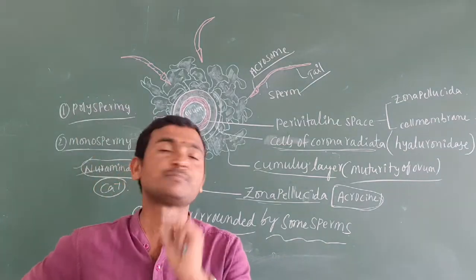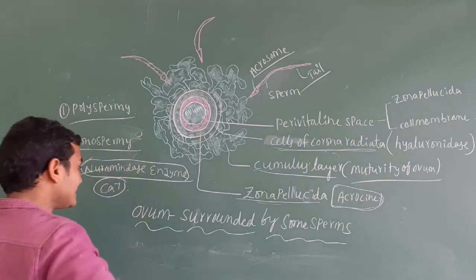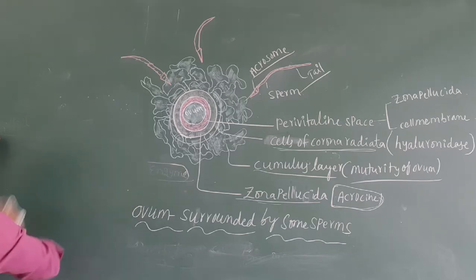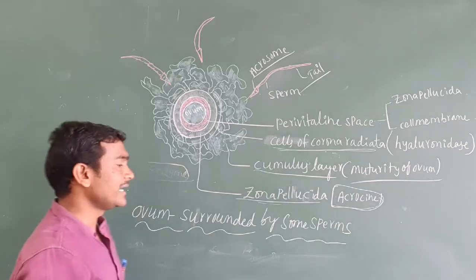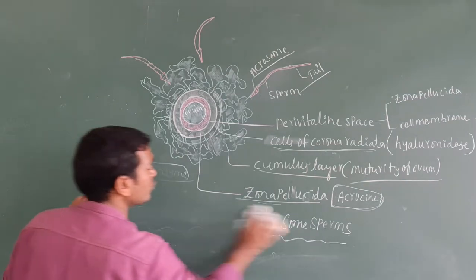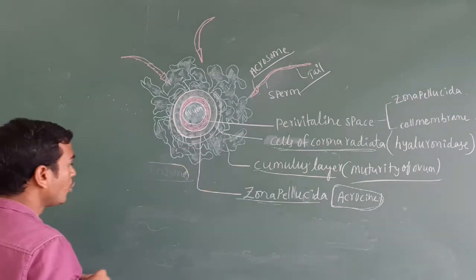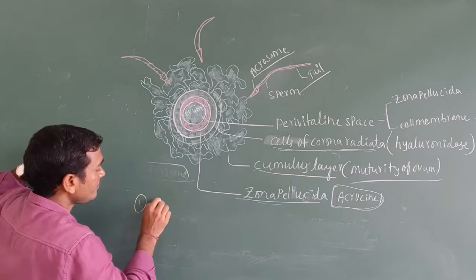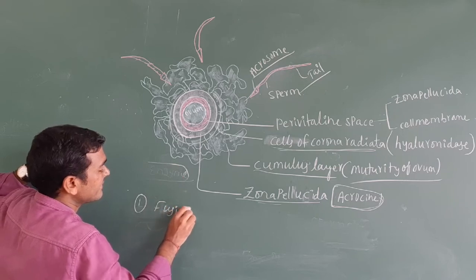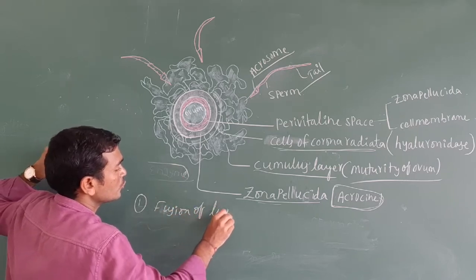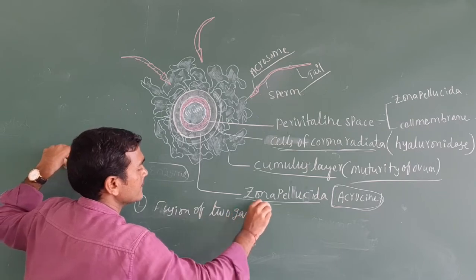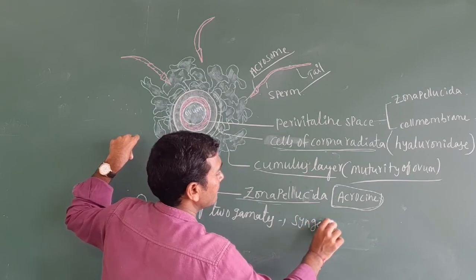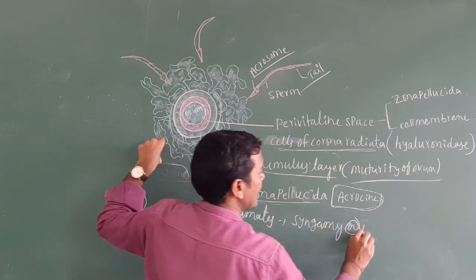It's called polyspermy. See here what is happening: the sperm is combining with the ovum. Here the two gametes are going to combine. The fusion of two gametes is called syngamy or amphimixis.